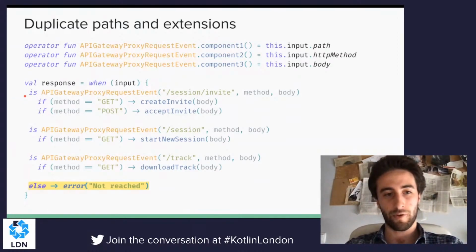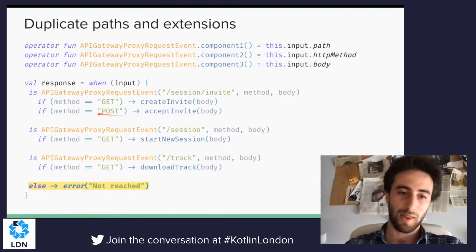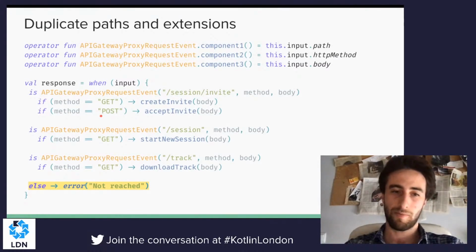So here we check for our API gateway proxy request event, which we know to be true because we're checking on that. We destructure an equality check on the path, extract the method, extract the body, check whether the method is equal to either get or post, and then call functions accordingly.